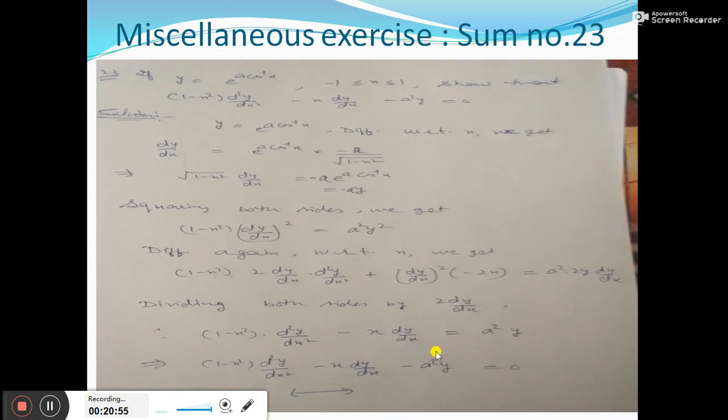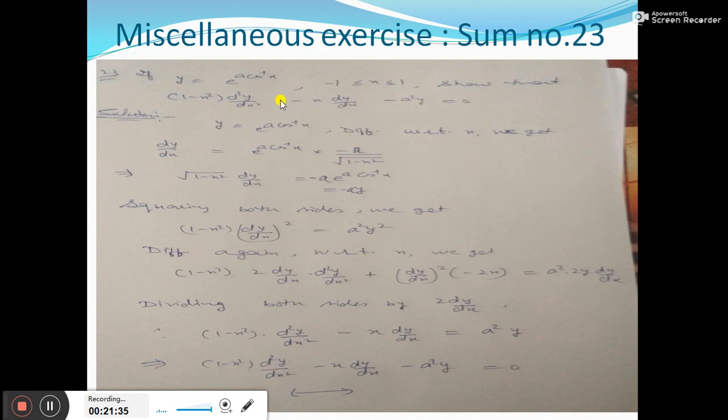Now we have the last question, that is sum number 23, miscellaneous exercise. If y is equal to e power a cos inverse x, where x is greater than or equal to minus 1 and less than or equal to 1, then show that (1 minus x square) d square y upon dx square minus x dy by dx minus a square y is equal to 0. One method is to differentiate y equal to e power a cos inverse x two times and then substitute the values, and you will get the result.